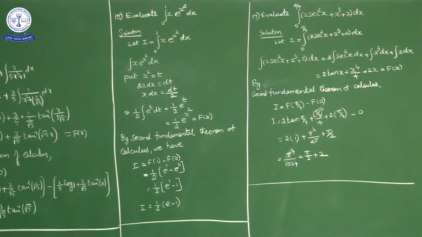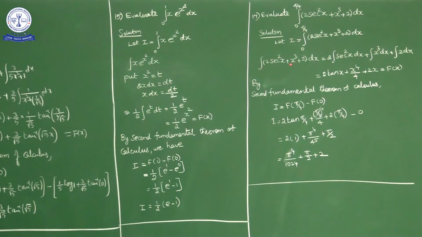Okay, I'll repeat once again. The question is to evaluate the integral from 0 to pi by 4 of 2 secant square x plus x cube plus 2 dx. First, I'll calculate the indefinite integral of 2 secant square x plus x cube plus 2 dx.